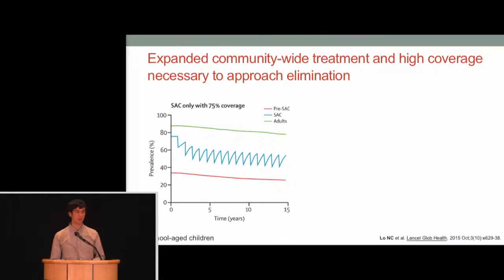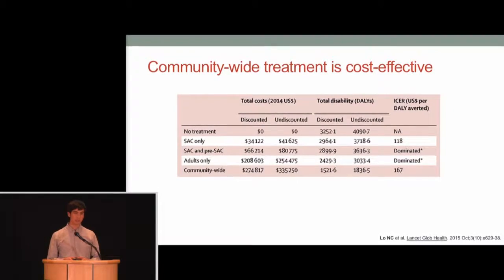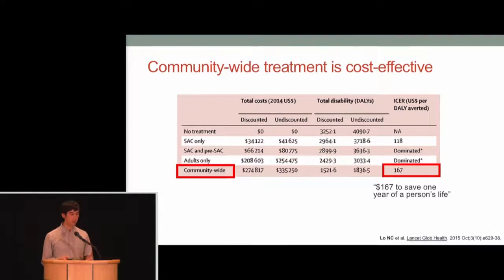But what you notice is that school-based treatment alone can't really drive down prevalence, although when you look at infection intensity, that more drastically reduces. And it isn't until community-wide treatment that you really start to drive down prevalence. So this is illustrating the importance from a transmission standpoint of expanding from school-based to community-based mass drug administration under some circumstances. We then look at cost effectiveness and find that indeed this strategy is quite cost effective.